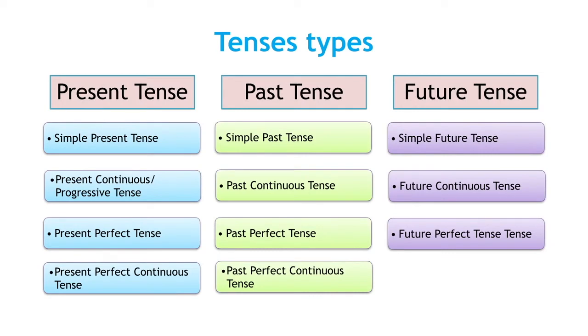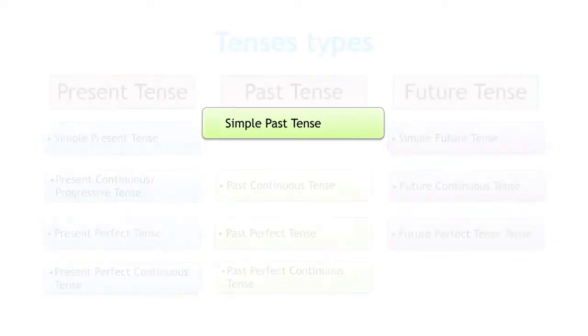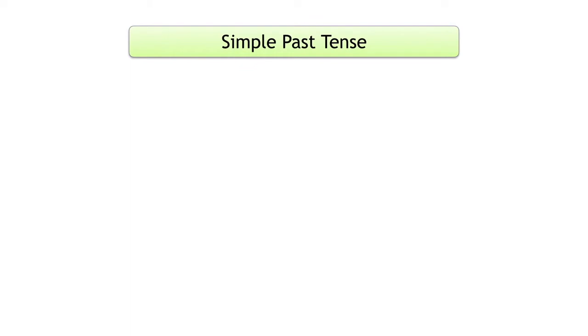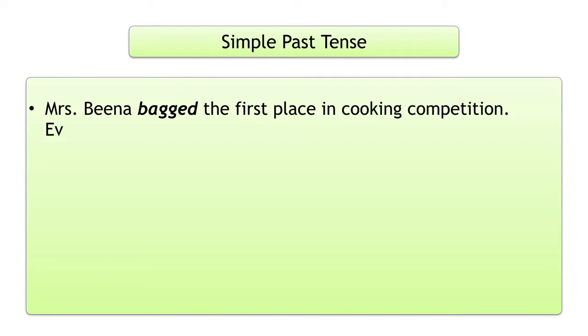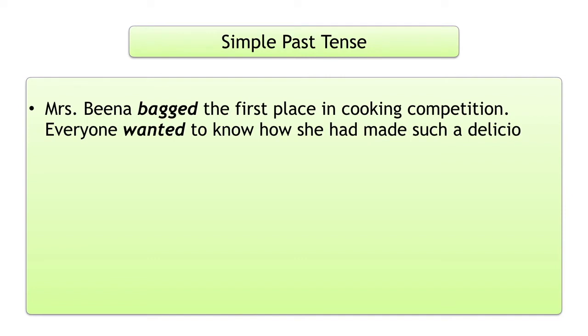Let us first understand simple past tense. Look at these examples. Mrs. Beena bagged the first place in cooking competition. Everyone wanted to know how she had made such a delicious cake.